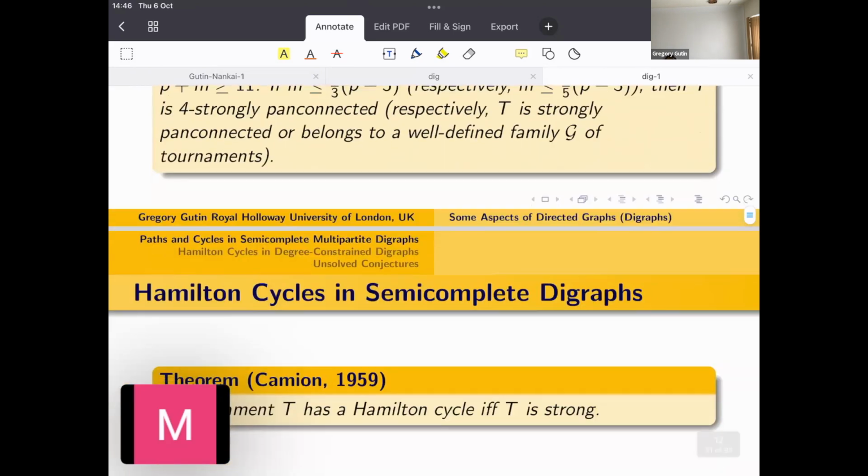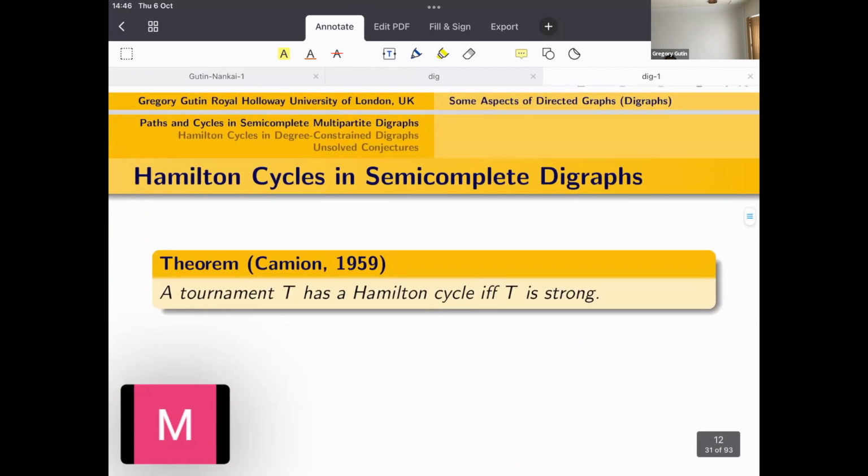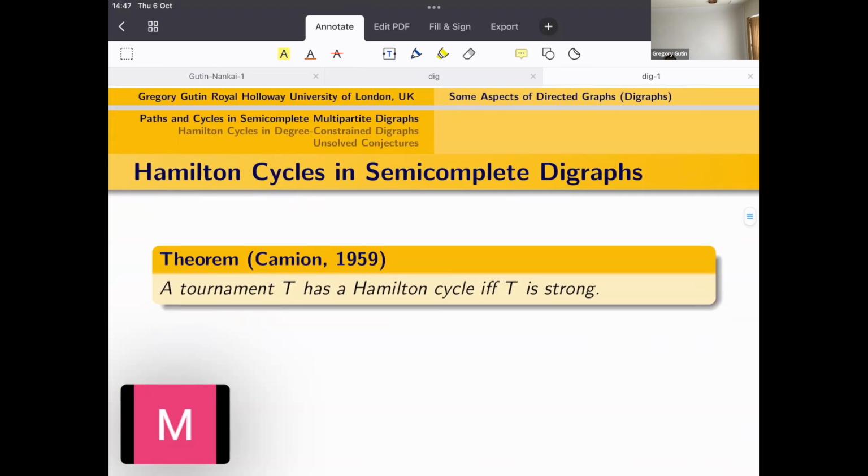Okay. Now, I'll finish here with Hamilton paths for tournaments, and I will consider now Hamilton cycles and semi-complete digraphs. So the first result was by Camion in 1959. Remember, Redei proved his result in 1934. For Camion, it took 25 years to prove a similar result for Hamilton cycles. A tournament T has a Hamilton cycle if and only if T is strong, or strongly connected.